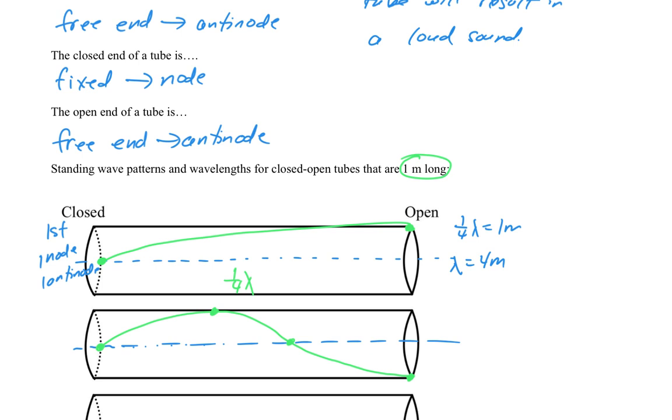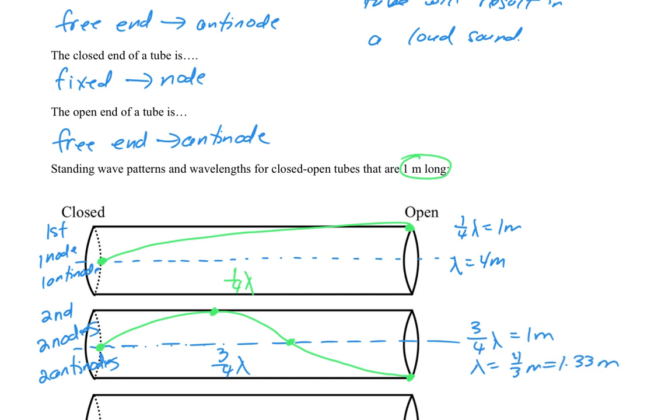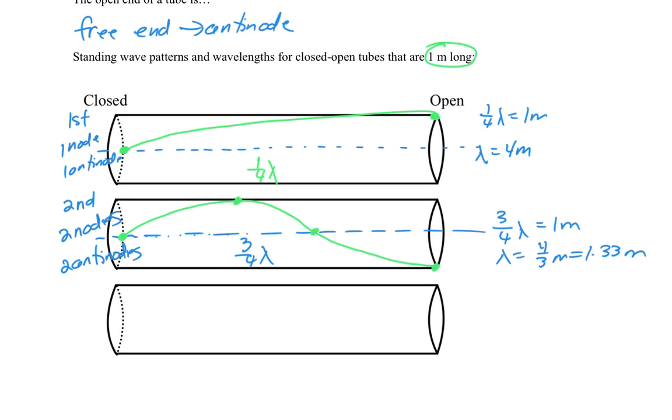If I label my nodes and my antinodes, I can see that for my second pattern, I have 2 nodes and 2 antinodes. And if I count, I've got 1/4 lambda, 2/4 lambda, 3/4 lambda. So this is 3/4 of a wavelength. The tube didn't change length, so 3/4 lambda still equals 1 meter because I know the tube is 1 meter long. So now I can find that lambda is 4/3 of a meter, 1.33 meters. So I can see that the wavelength actually decreased in size for the second pattern, which is not surprising.